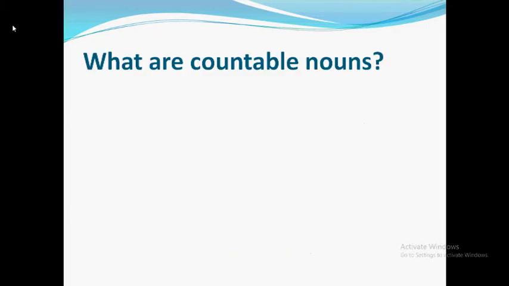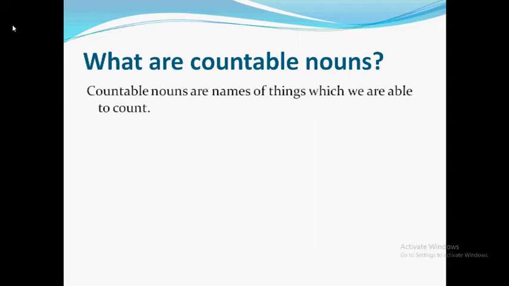What are countable nouns? Countable nouns are names of things which we are able to count one by one. We can single them out. Let us look at the examples of countable nouns.